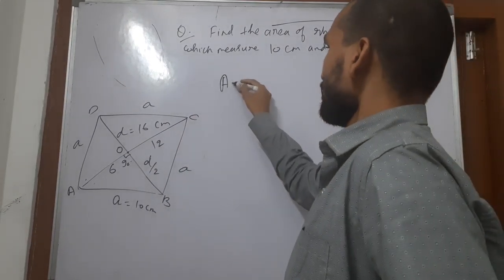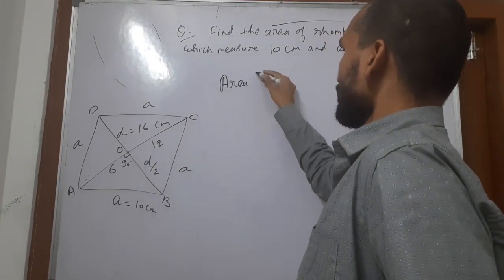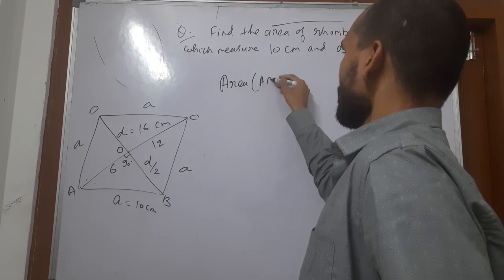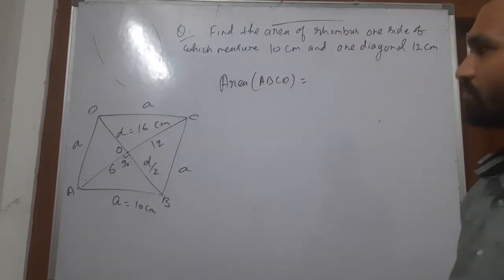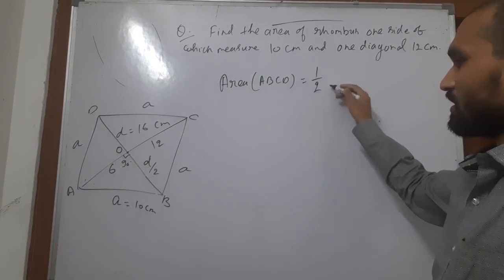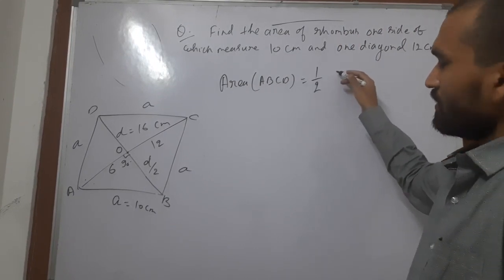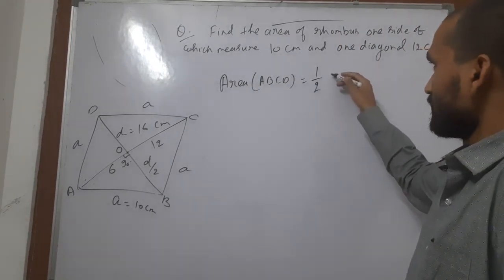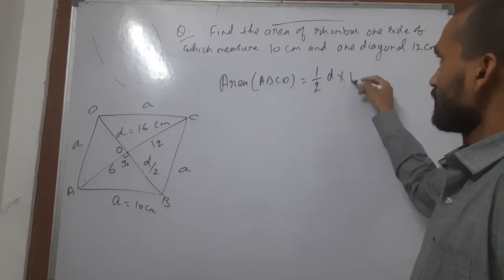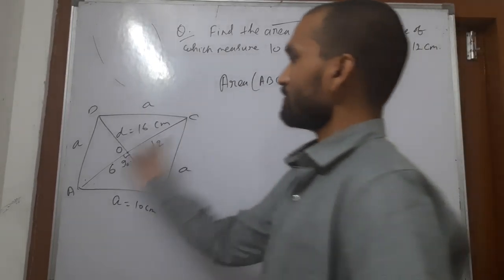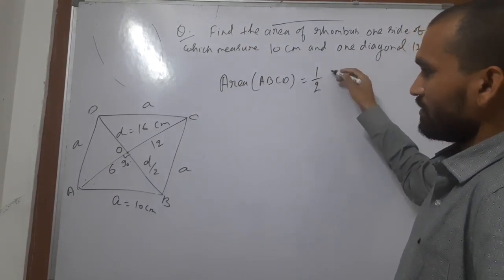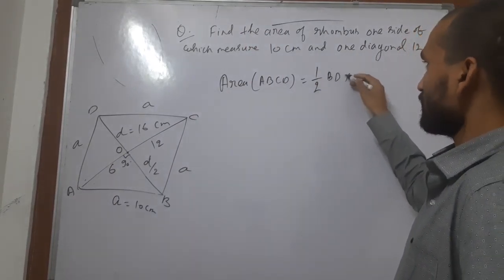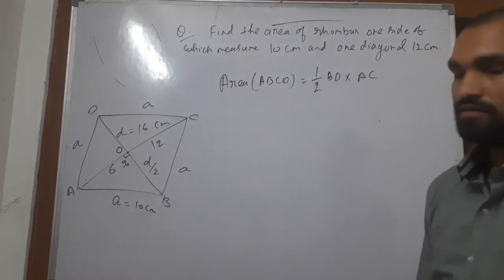So area of rhombus ABCD is equal to, as we know that area of any rhombus is 1/2 multiple of their diagonals, that is 1/2 into diagonals BD into AC. Okay.